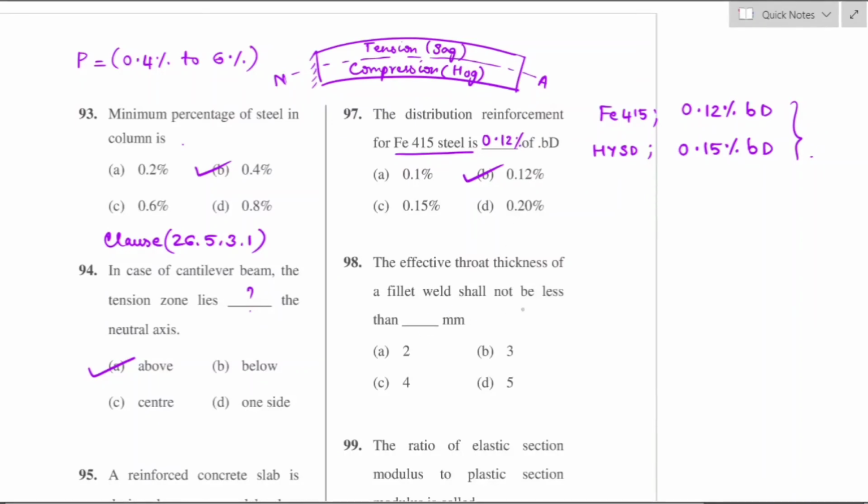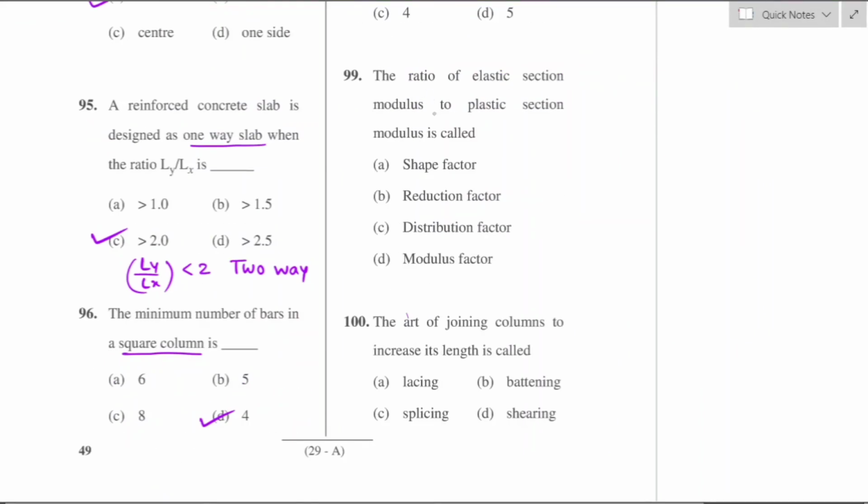Question number 98. The effective throat thickness of a fillet weld shall not be less than dash mm. As per IS 800-2007 from clause 10.5.2.3, it has been mentioned that the effective throat thickness of a fillet weld shall not be less than 3 mm. Option B is the right answer. Question number 99. The ratio of elastic section modulus to the plastic section modulus is called. We know that the ratio of elastic section modulus divided by plastic section modulus is defined as shape factor. So option A is the right answer, shape factor.